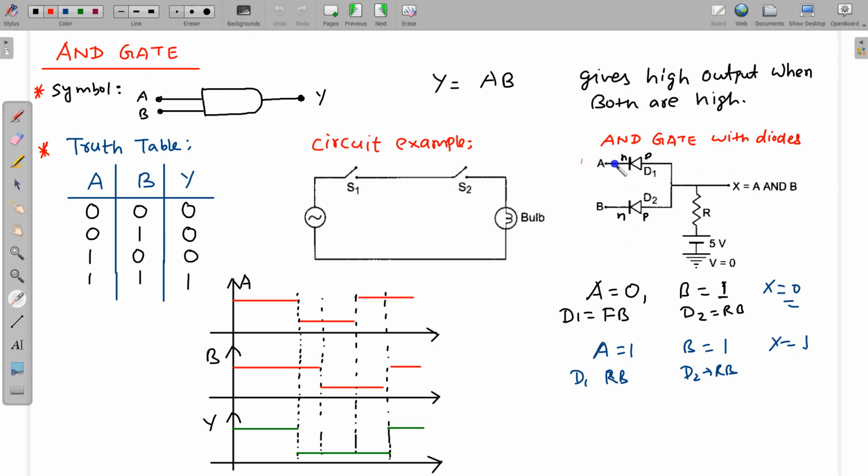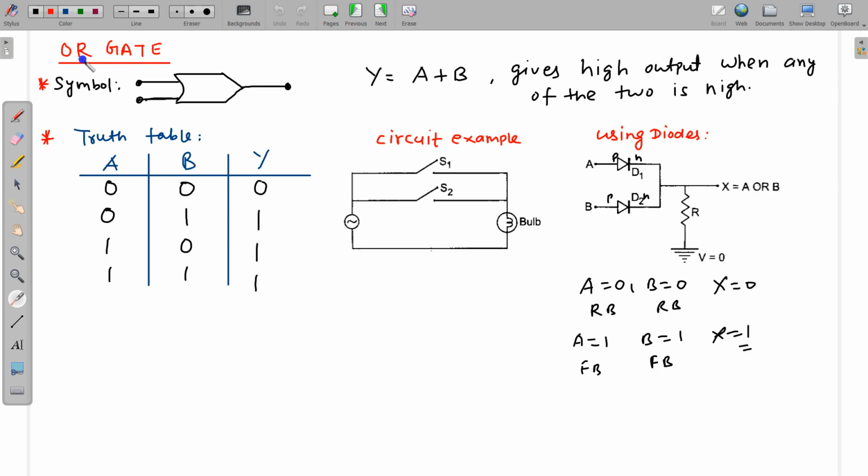If both are 1, this is 1 and this is 1, so both will be reverse biased. There is no conduction of electricity from here. So this is reverse biased, and this is also reverse biased. There is no current here. If there is no current here and here, obviously there is no current in this resistance. If this is 0 volt and we have a battery of high voltage, this is 5, so this will also be 5, and this is again 5. Obviously this will be high. So if both are 1 and 1, this is also going to be 1. So obviously this gate is AND gate.